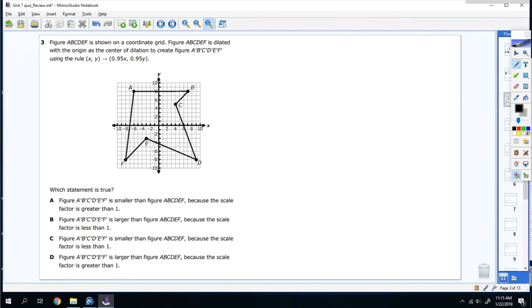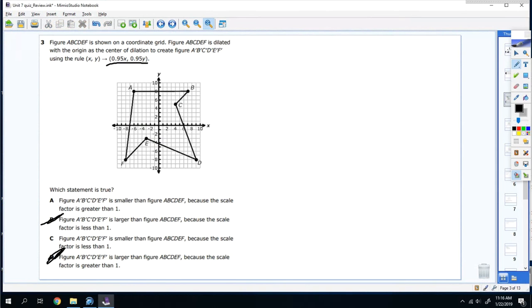All right, number 3. Figure ABCDEF is shown in a coordinate grid. Figure ABCDEF is dilated with the origin as center of dilation to create a figure A prime, B prime, C prime, D prime, E prime, F prime using the rule (x, y) goes to (0.95x, 0.95y). So this is your dilation, okay? So with knowing that it's my dilation, that means my figure will get smaller. So automatically B and D are wrong.